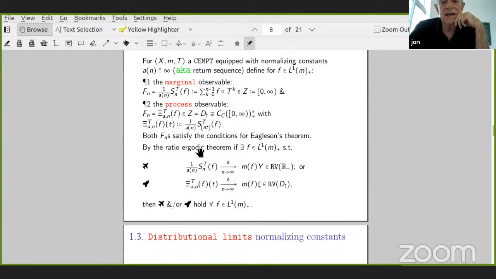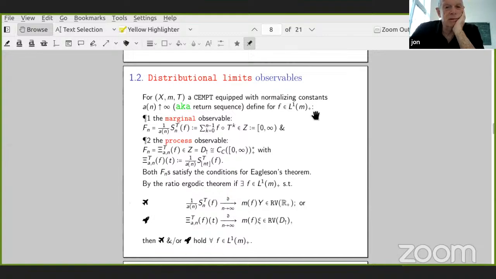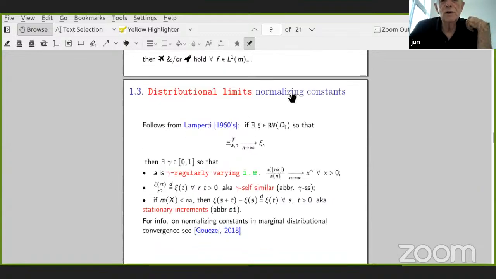First thing is that if I have distributional convergence for one L1 function, then by the ratio ergodic theorem, I have it for all L1 functions which are non-negative and have positive integral. Okay, so we know something about the observables. Now we should look at the normalizing constant.